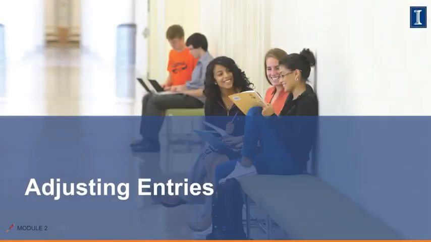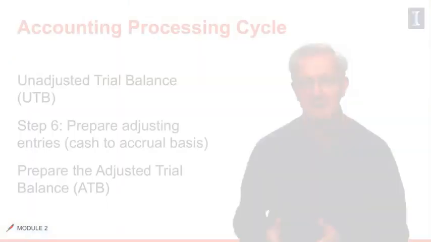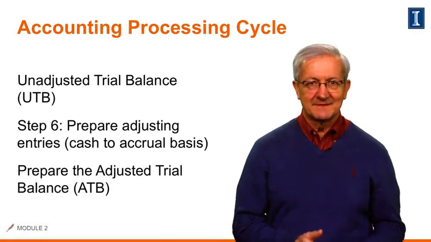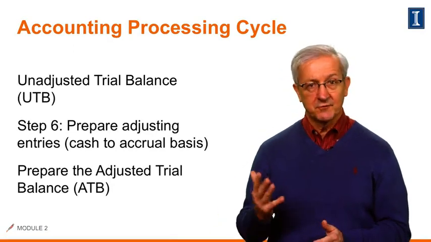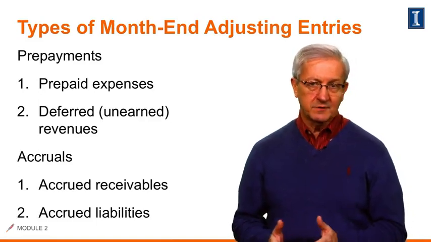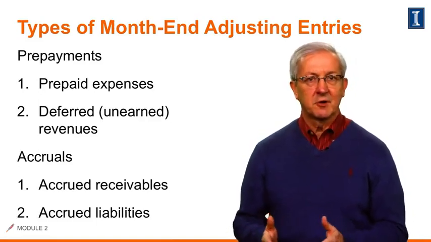In this lesson, we will discuss the various adjusting entries that are required to move from a cash basis of accounting to the more important accrual basis per Generally Accepted Accounting Principles, or GAAP. Remember from our prior lesson that step 6 at the end of the period requires that we prepare our adjusting entries, of which there are 4 types.